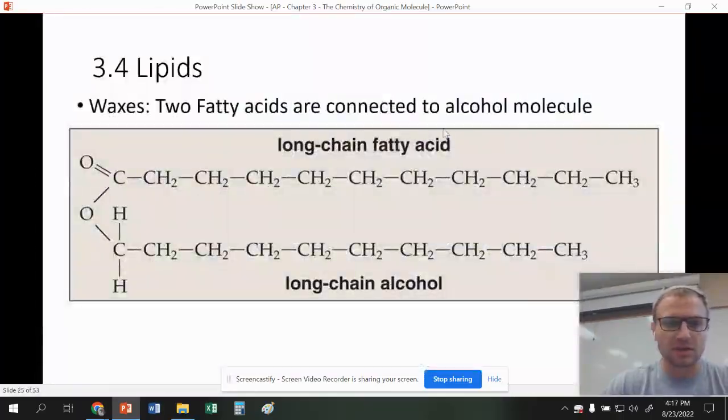Let's just go on here. All right, last couple of groups. Waxes. It's an alcohol connected by 2 fatty acids. The alcohol group's down here, and then we have our 2 fatty acids. These can be straight chain saturated fatty acids, or they can be bent unsaturated fatty acids. All you have to remember here is you have an alcohol group with 2 fatty acids.